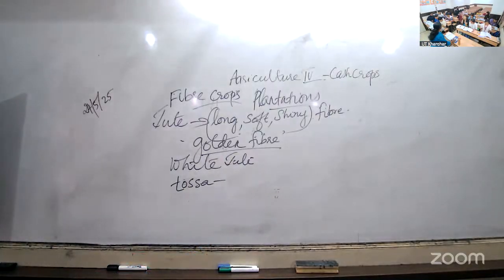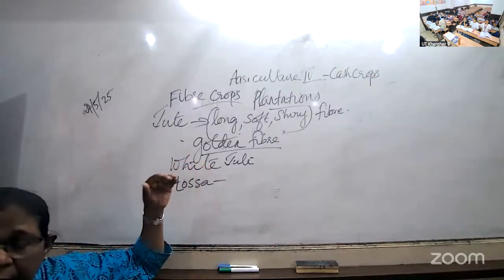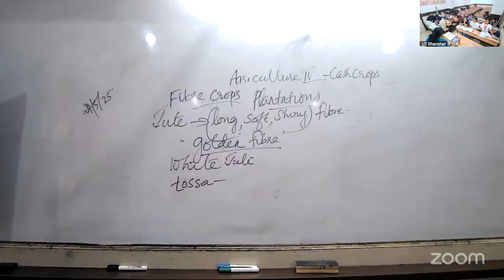Next. For what purpose it is used? Underline this. What are the uses? Rough quality cloth, sacks, and other packing materials. So mainly this jute is used for making packing material, sacks, and the rough quality clothes.